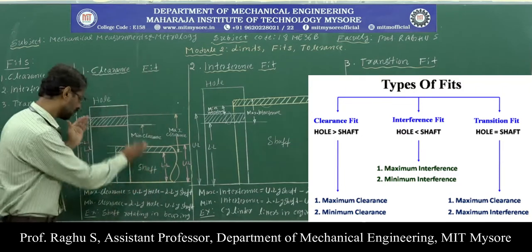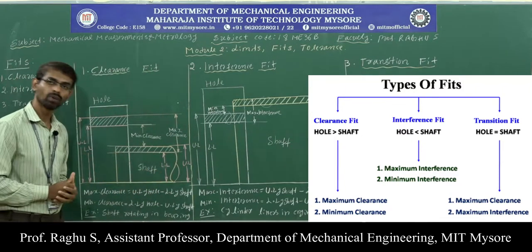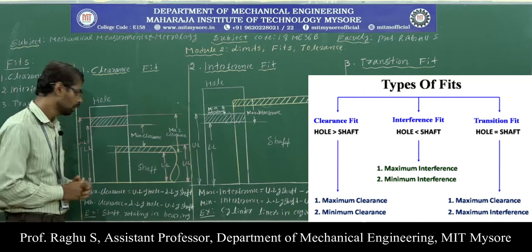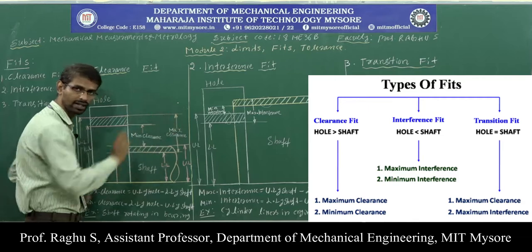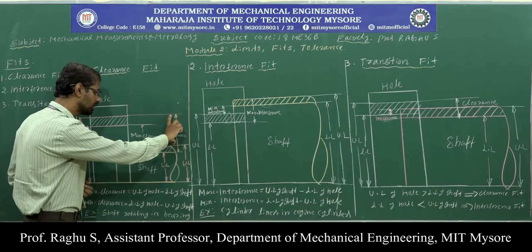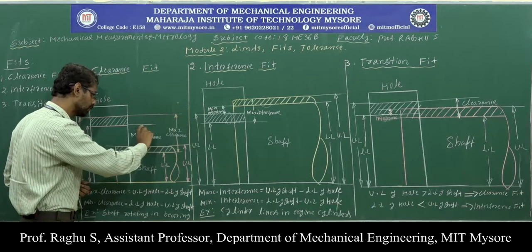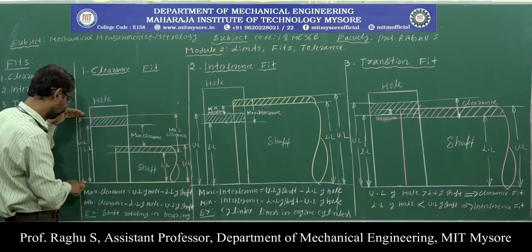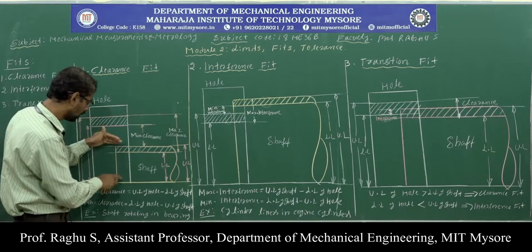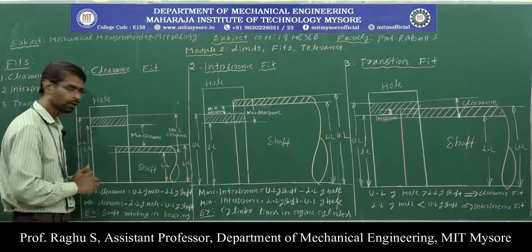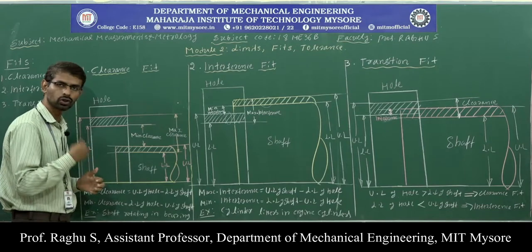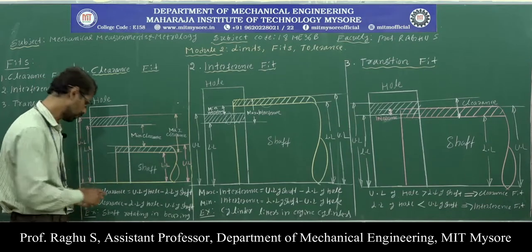Now, in this diagram, let us write the maximum clearance and minimum clearance. Clearance is nothing but a gap between hole and shaft. Here, this is called maximum clearance and this is called minimum clearance. This is the upper limit of hole and this is the lower limit of hole. This is the upper limit of shaft and this is the lower limit of the shaft. By using these limits, we can write the maximum clearance and minimum clearance.